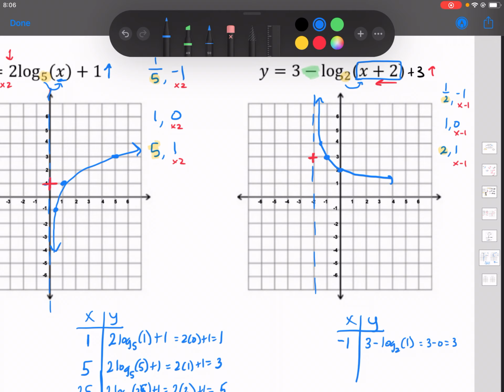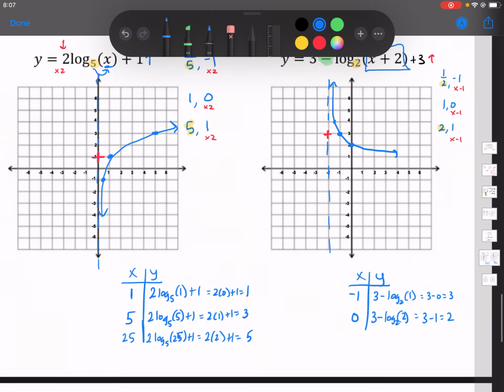And then I always make sure I plug something in that's going to give me something that matches the base. So the base is 2. So 0 plus 2 would give me 2. So this would be 3 minus log base 2 of 2. And that's easy because the base matches the argument, so that's always 1. So that'd give me 2. So those 2 points would actually be plenty. I would know pretty well what the graph would look like.